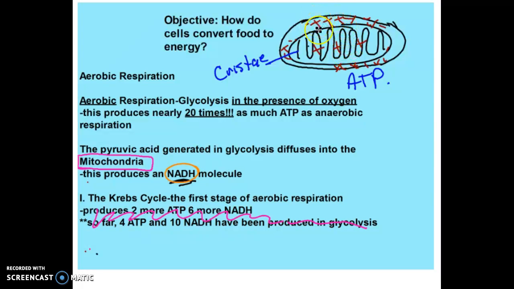There's also a concentration gradient that builds up between the outer membrane and the inner membrane, which powers that ATP synthase, which is the enzyme that makes ATP. We'll talk about that in a little bit more detail. But pyruvic acid generated in glycolysis diffuses into the mitochondria. This produces a NADH molecule. This is actually a carrier molecule. And then the Krebs cycle is the first stage of aerobic respiration, and we're going to go through the process a little bit more. I know I'm going really fast. Please pause this if you need to.